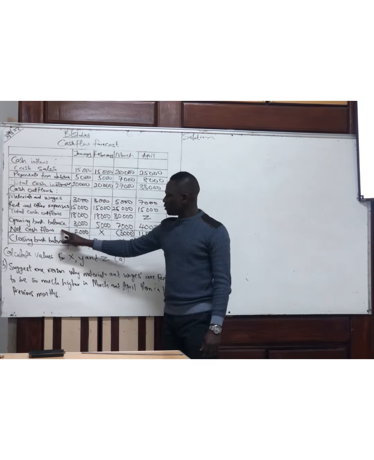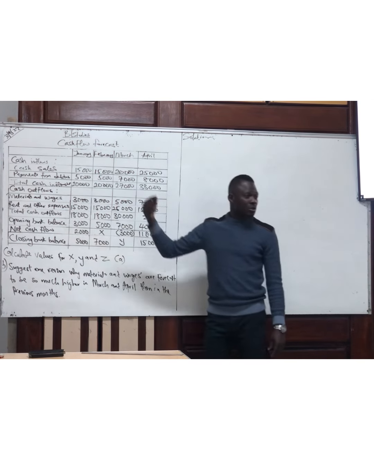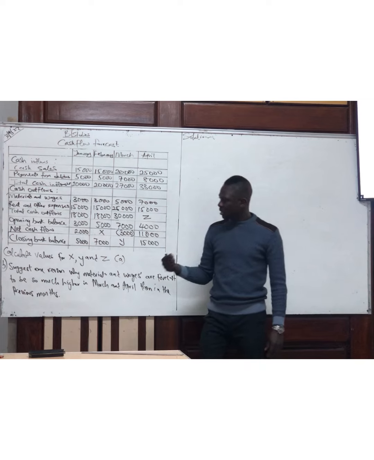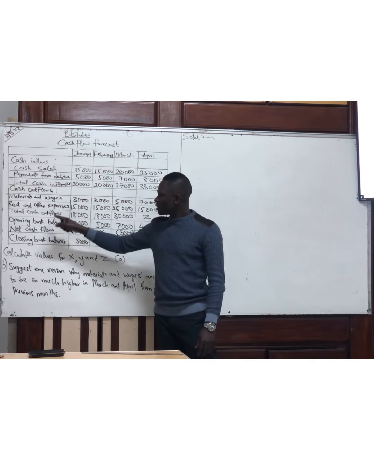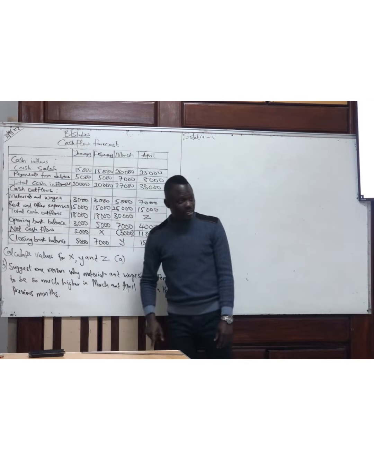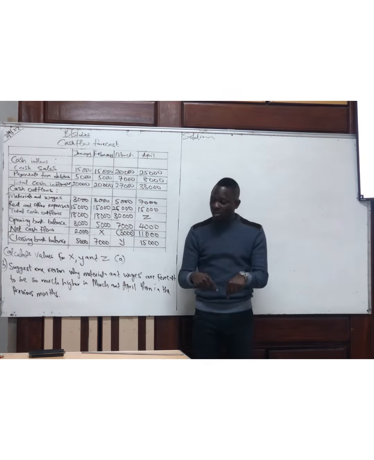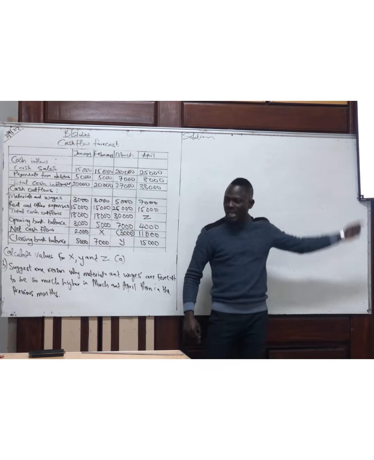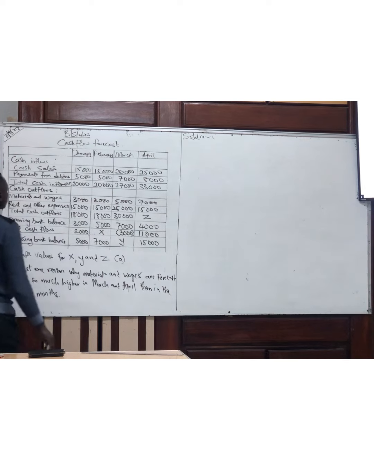Then your net cash flow. The formula for net cash flow is cash inflow minus cash outflow. Then your closing bank balance will be your net cash flow plus your opening bank balance. Do you remember that? And I told you that your closing bank balance for this month will be the opening bank balance for the next month. Remember that? Great. So now let's look at them one at a time.